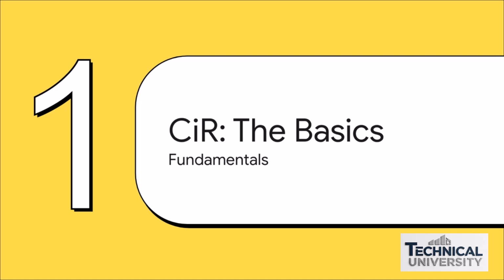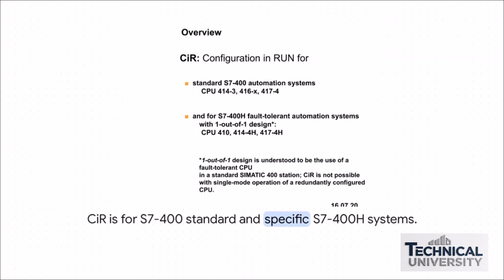Let's lay the groundwork here. We need to understand the fundamentals, what it can actually do, and what you're going to need to get started. So who gets to use CIR? Well, it's available for specific standard S7-400 CPUs and even the fault-tolerant H series. But, and this is a big but for the H CPUs, you have to be running it in what's called a 1-out-of-1 design. All that means is you're using a single H CPU in a standard, non-redundant station. It's not for a full redundant pair that's just temporarily running on one processor.